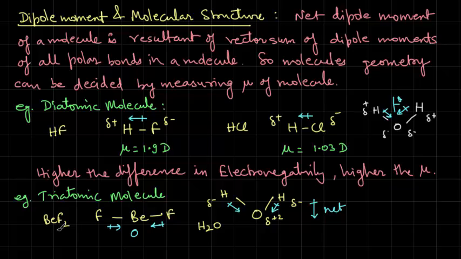Triatomic molecules, so BeF2. BeF2 gives a total dipole moment of 0. That gives us an idea of the geometry, that it is a straight line. That's why the vector sum is total 0. For the water molecule, it does not come out to be 0, and as we discussed before, we can find out that the net dipole moment will give us an idea of how much the angle between HOH is.